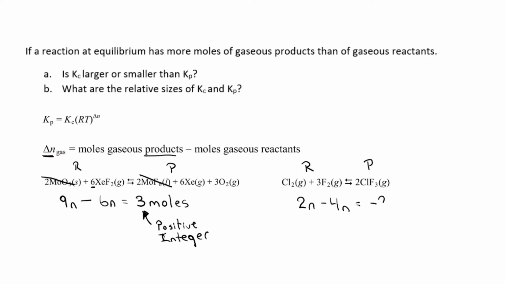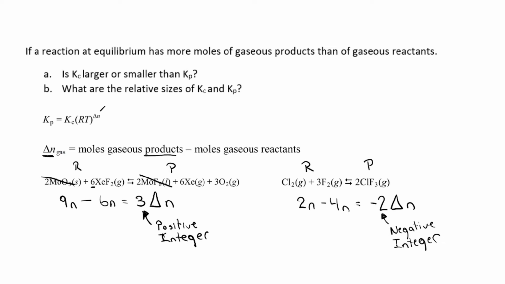So you have a negative 2 change in moles. That's what I should have on this side too. Sorry about that. This is the change in moles. Let me clean this up a little bit. So now this is a negative integer.